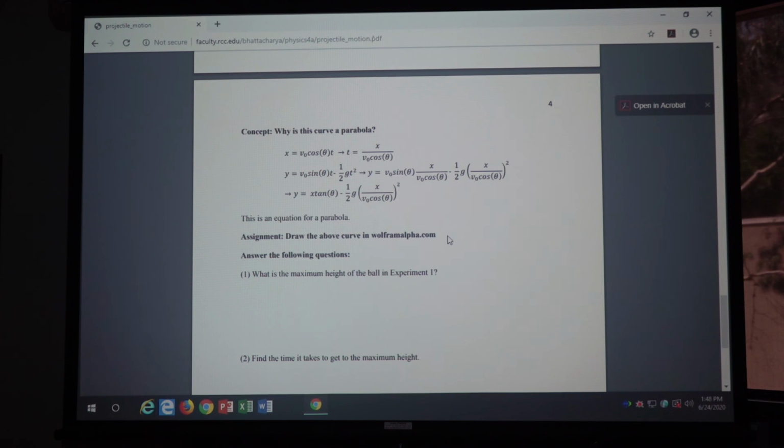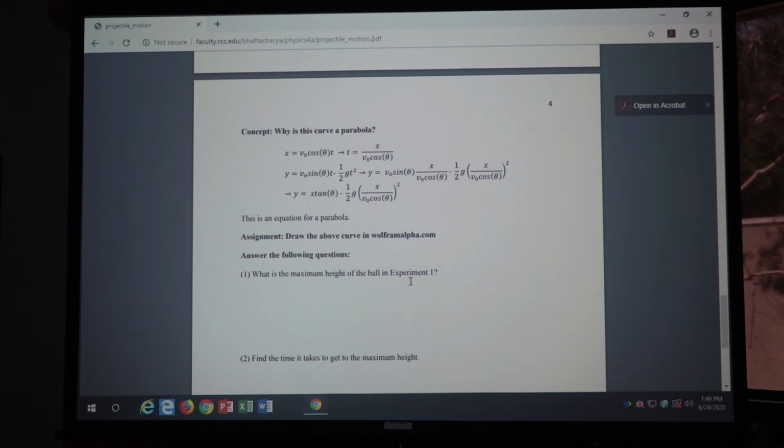You don't need to do it for the time being. We are going to go through Wolfram Alpha in a separate video in the class, so I will come back to it. Right now, you can just draw that on graph paper. Sorry, I beg your pardon. I meant draw this curve on Wolfram Alpha, not the previous experimental one. This curve you have to draw on Wolfram Alpha, but I will show in the class how to work with Wolfram Alpha. And then answer the following questions.